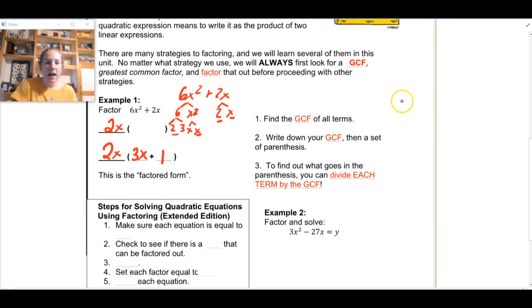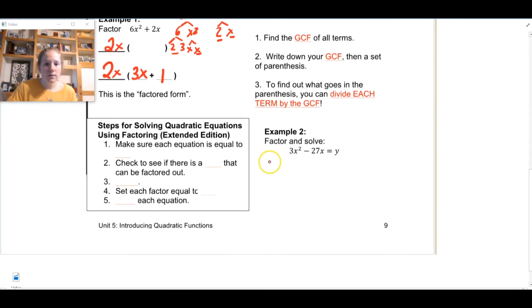All right, let's go ahead and do another example. We've already talked about the steps for solving a quadratic using equations, but this is the extended edition. This is when you actually have to factor it, and it's not already given to you in factored form. So the first thing you're going to do is make sure that your equation is set equal to 0. So this is going to be 3x squared minus 27x equals 0. If you've got a y or an f of x or anything like that over here, you're just going to take that out and set it equal to 0. You want to know what is the value of x when y is 0, because ultimately we're looking for our x-intercepts. We're looking for those zeros.